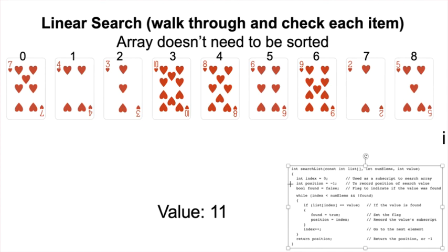So the calling code needs to check our return value from this linear search function to make sure it's not -1 before it uses the returned index, because if we fail, we're not going to return a valid index. All right, so that's linear search.